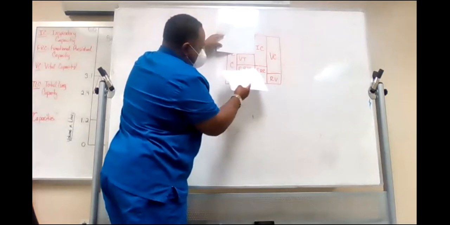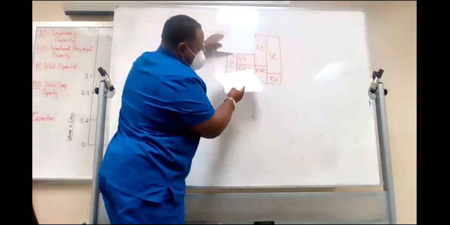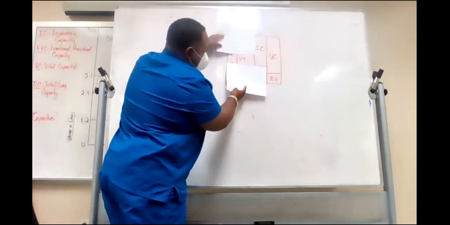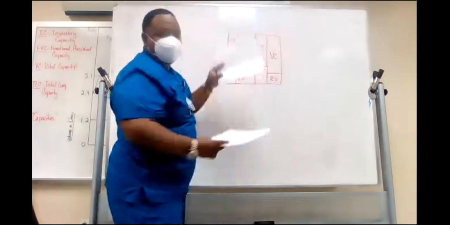FRC is ERV plus RV. That's what FRC is. FRC is both of these. So if I take out the FRC and I take out the IRV, I'm only left with VT. Got it. Okay. I was just reading it incorrectly.